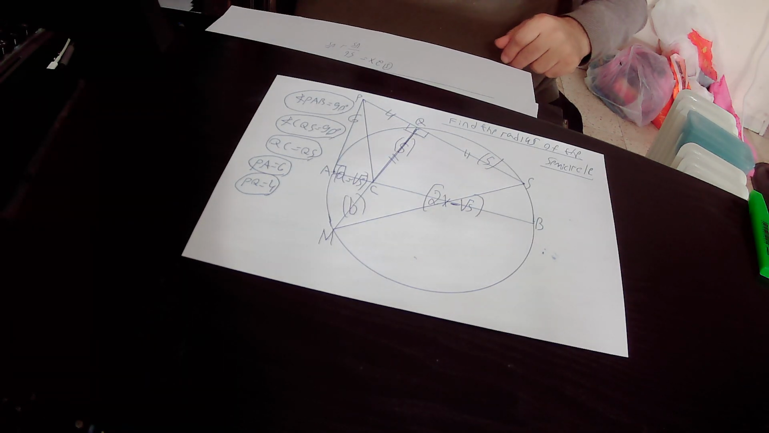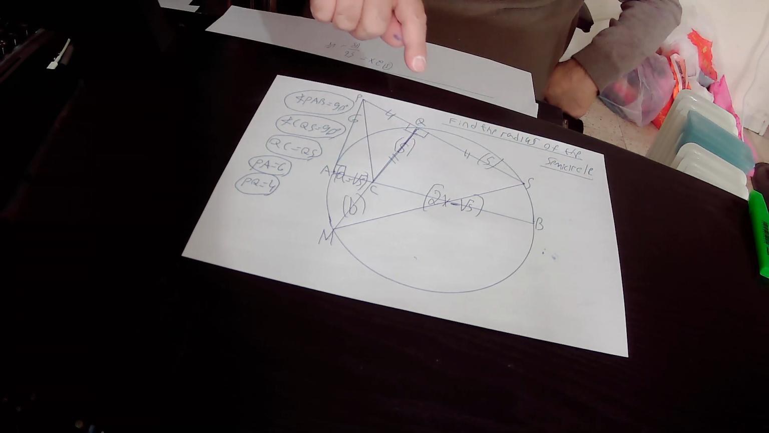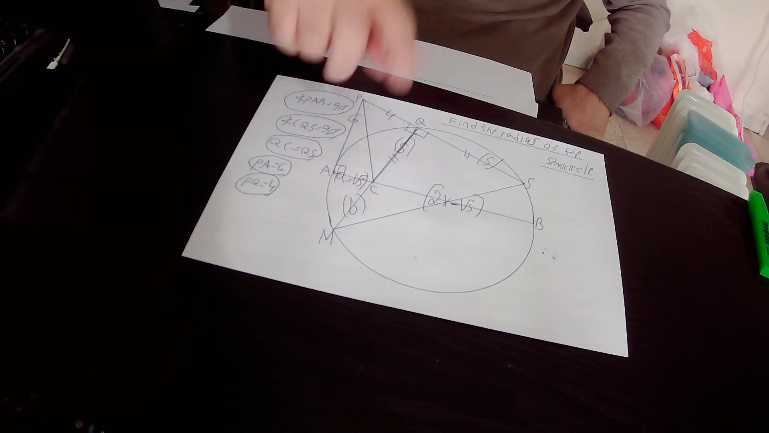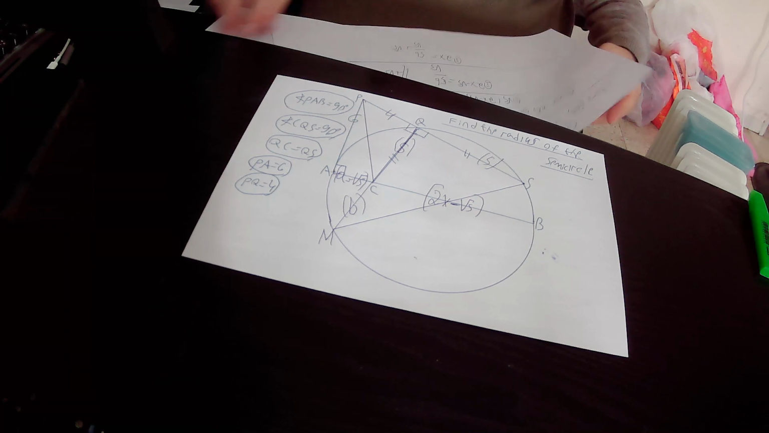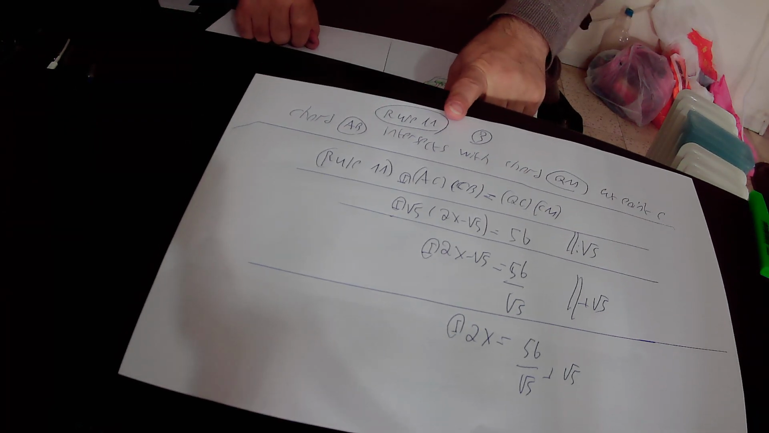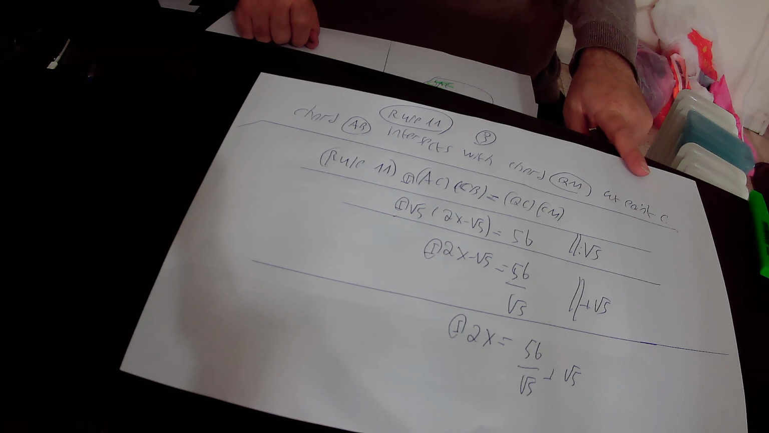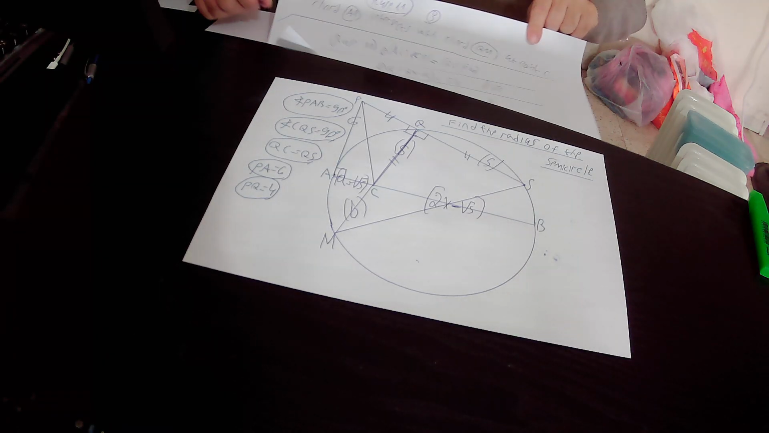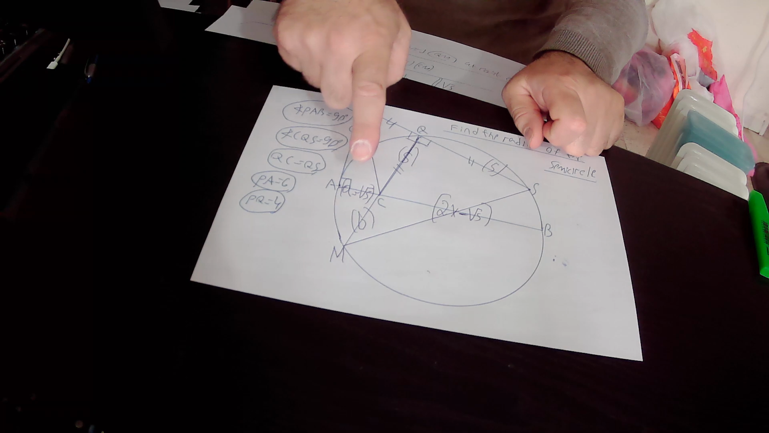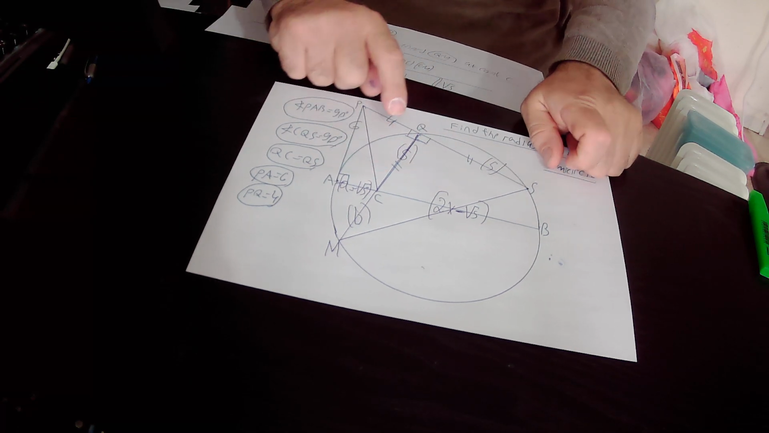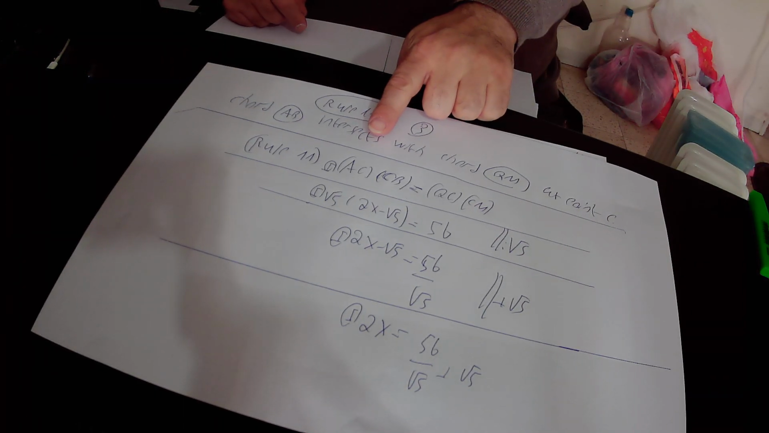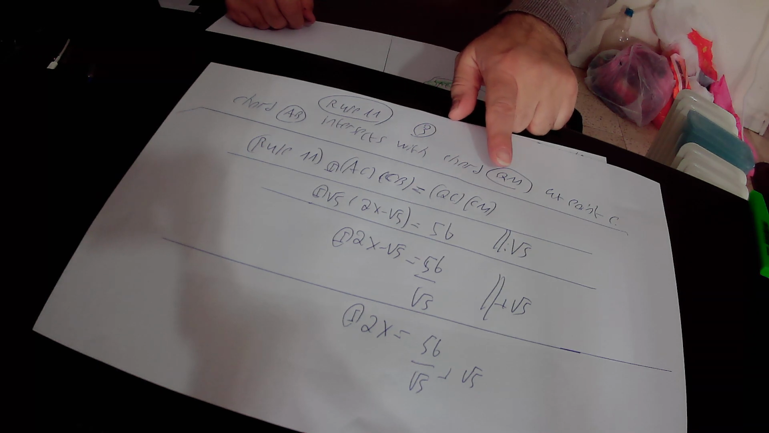Why? Because in our drawing we have chord AB that intersects with chord QM at point C. Therefore, according to rule number 11, we get that AC times CB equals QC times CM. Again, AC times CB equals QC times CM.